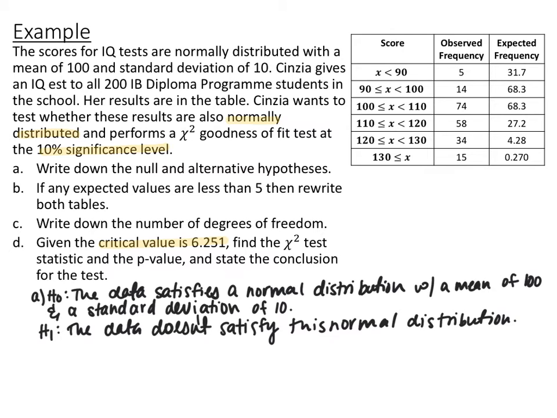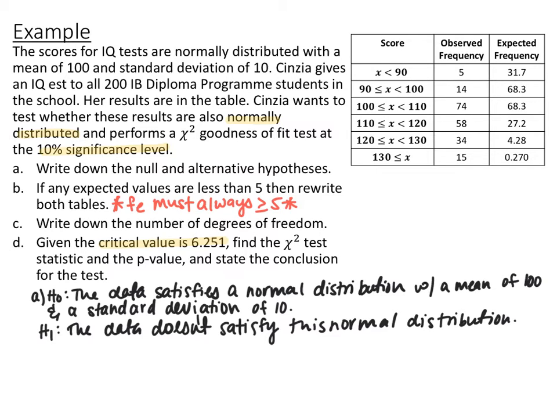So same wording as the way before, the data satisfies a normal distribution. In this case, we're going to be a little bit more specific. Again, this will make more sense after we talk about normal distributions, but it satisfies a normal distribution with a mean of 100 and a standard deviation of 10. And then your alternative hypothesis, the data does not satisfy this normal distribution.